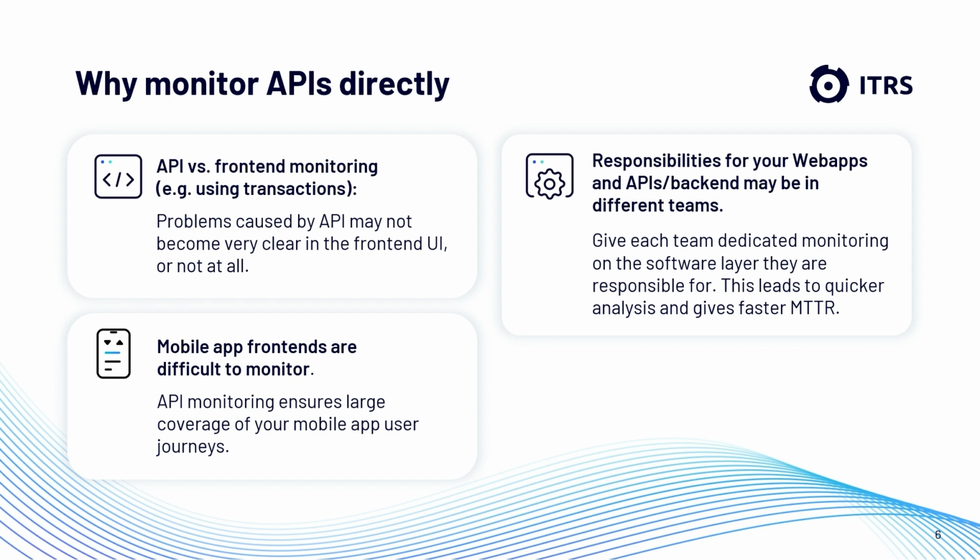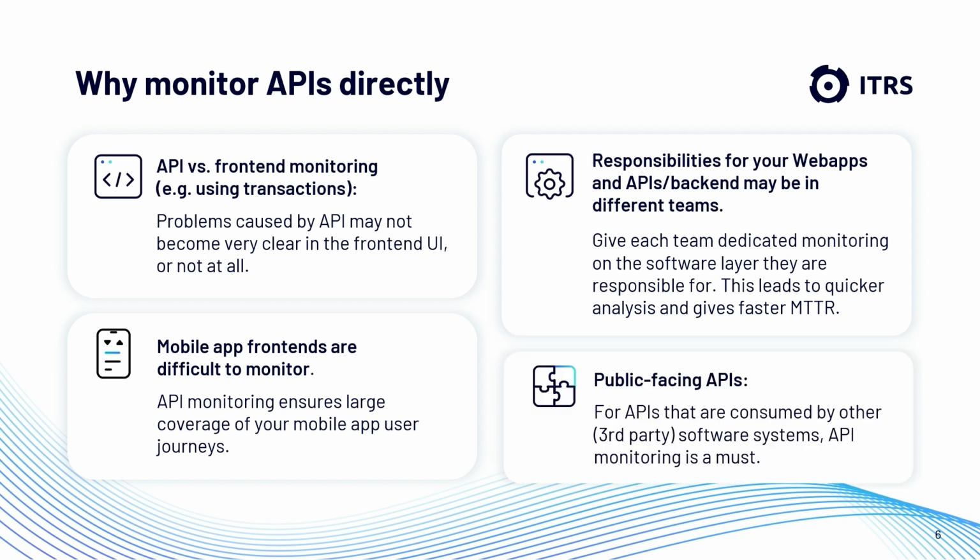Another way to leverage API monitoring is to help out with mobile app monitoring. Doing live mobile app monitoring from a functional and performance perspective, end to end, is hard to do. Monitoring the API endpoints used by a mobile app helps you to at least have a partial view on how your mobile app is doing.